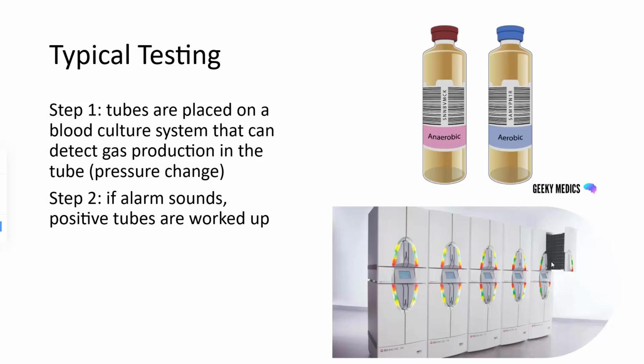One of the common methods is gas production. As the bacteria start to utilize the nutrients in the bottle, they'll produce gas, and that gas will produce a pressure change, and that pressure change can be detected by the equipment. When pressure change happens in the bottle, it's typically because there was bacteria there. So an alarm goes off, you figure out which bottle through the alarm, and there's a panel here that'll tell you exactly what slot the bottle was in. You pull the bottle out, and then you work up the blood culture bottle.